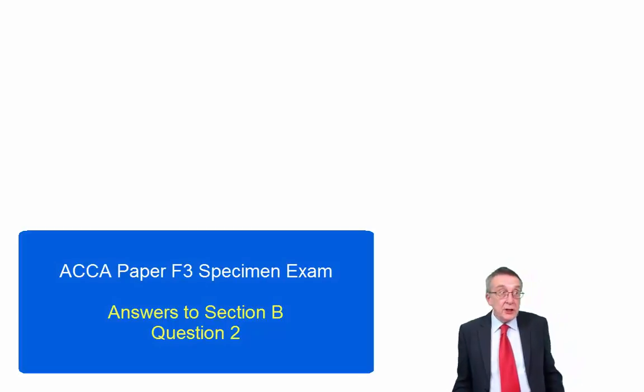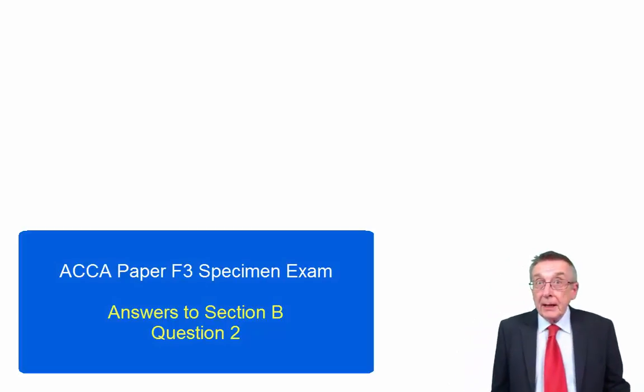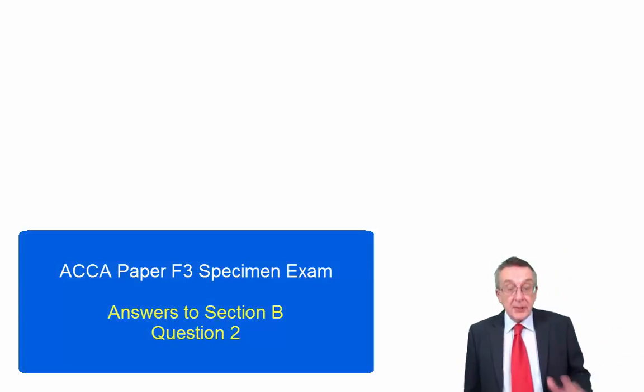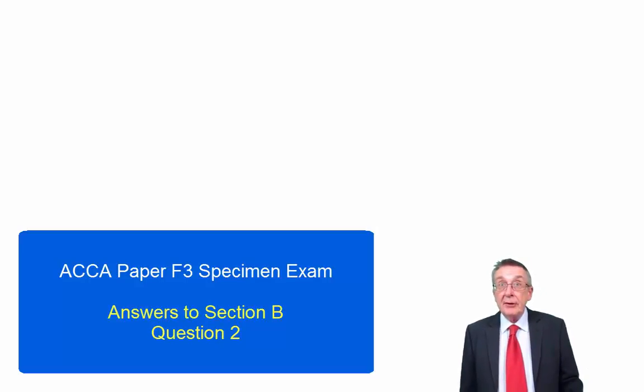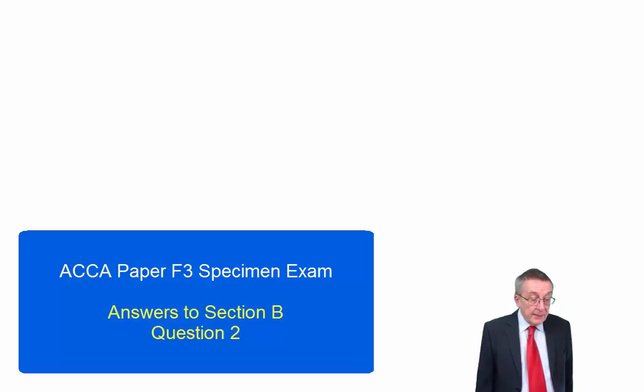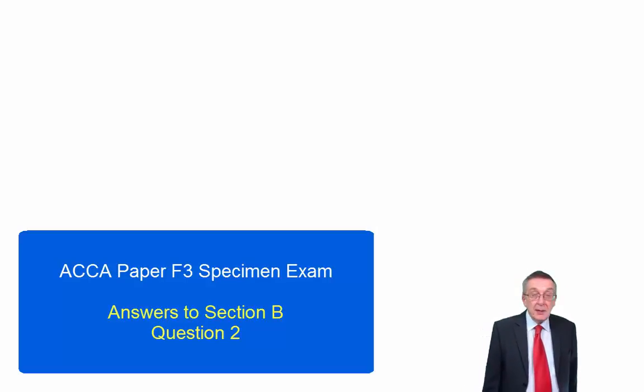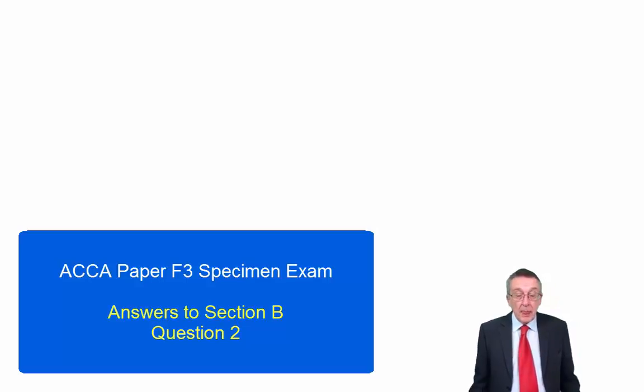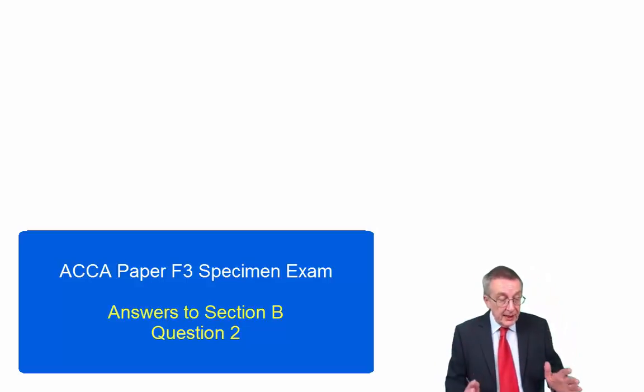Alright, let's look at question 2 now of section B of the Specimen exam for paper F3. Straight to the requirements as always. Prepare the statement of profit or loss and the statement of financial position of Malrite as at 31 October 20x7. So they want both statements.